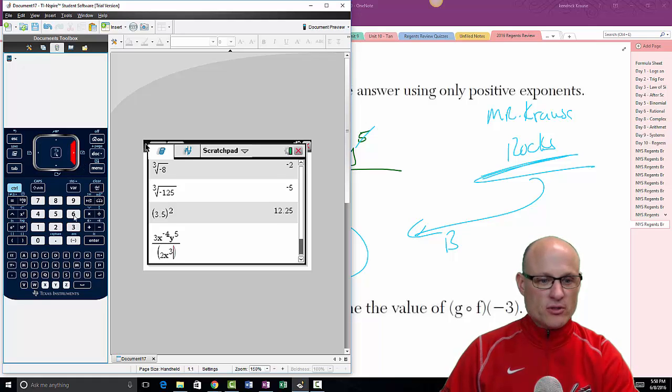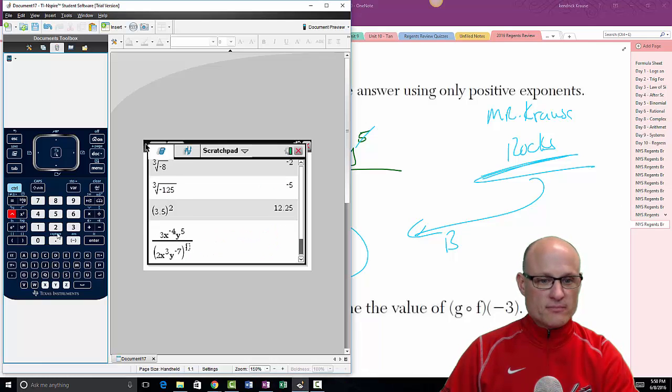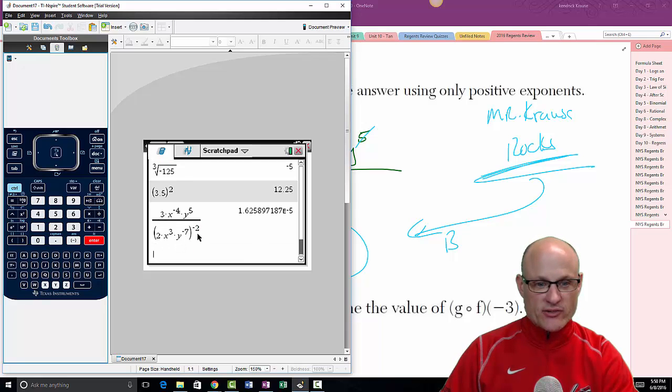X cubed, y raised to the negative 7, parentheses. That whole thing, oops, in the wrong place. Got to get out of the parentheses. That whole thing raised to the negative 2 power. Now make sure when you press enter, it looks exactly like it does. See, look at this. Okay, that's a weird answer.